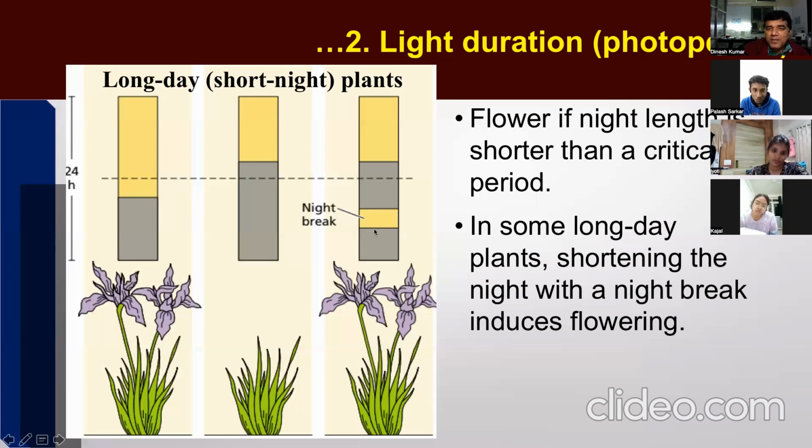See the third case. In the third case, even the darkness is sufficient. The dark period is enough. It is more than the critical. And you have given a night break. You had suddenly given light here. It does not mind. It flowered. But this is the case of a long day plant. So short day plants are very strict and long day plants are partly facultative.